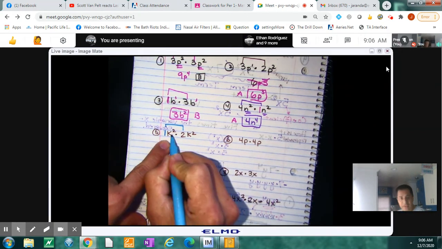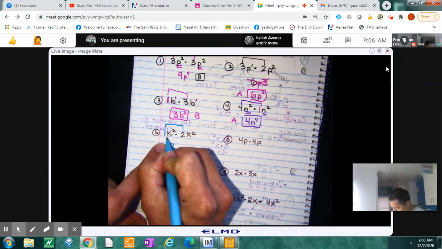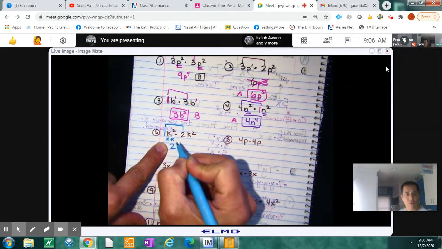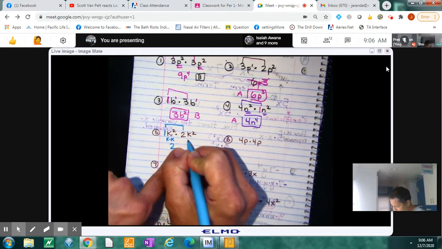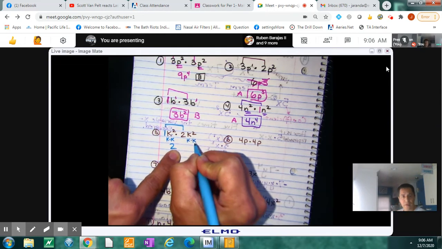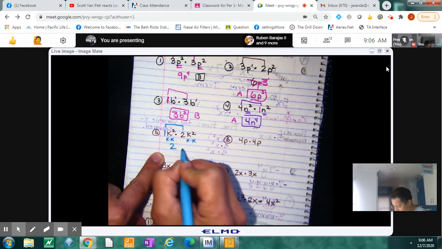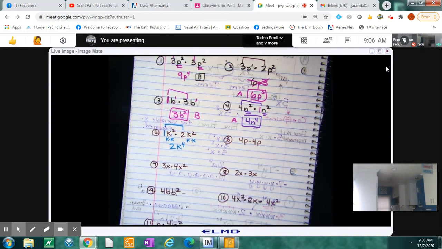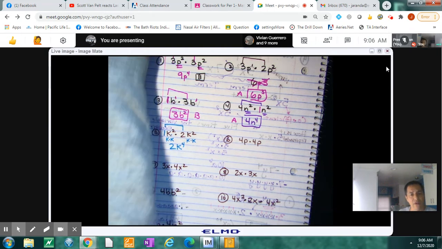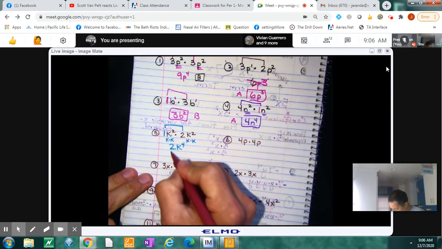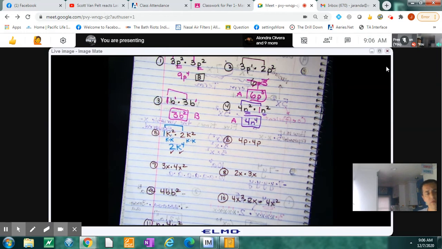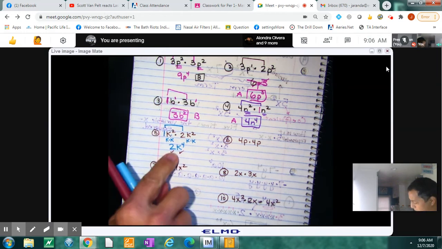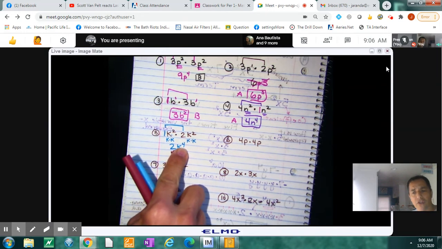Now we have k times k is k squared, and then k times k is also k squared, which means how many k's are there? K to the power of 4. Right? So k to the power of 4. If you have it correct, go ahead and put a little check here and a little check there, which means that the coefficient is correct and the variable with the exponent is correct.